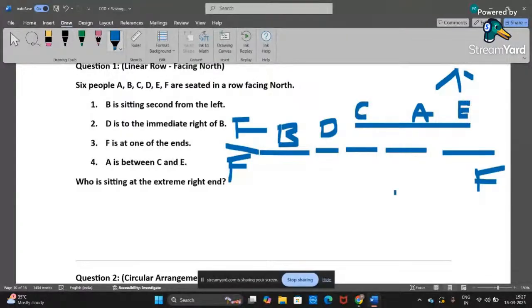So what is the question? Who is sitting at the extreme right end? So it is E. E is the option. E is the answer.